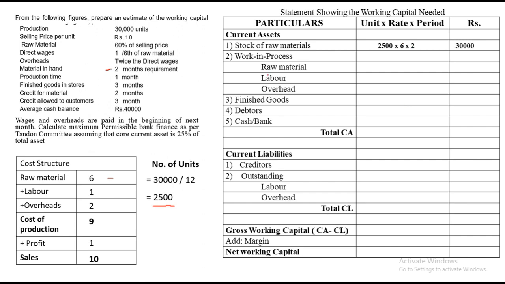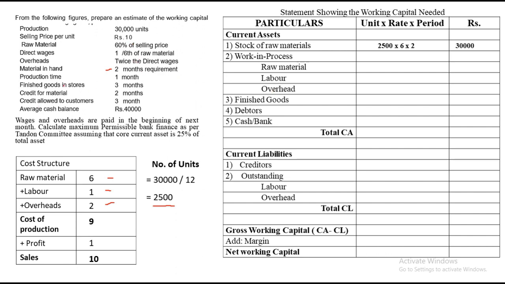Now next, under WIP we have three things: raw material, labor, and overheads. For all the three, again number of units remain 2,500. For the rate, raw material is 6, labor is 1, and overheads is 2. Now for WIP or work in process, there will be various names given in the question. They can give you in the form of processing period, trade cycle period, business period, all those kind of stuffs. So let us see what is given here.